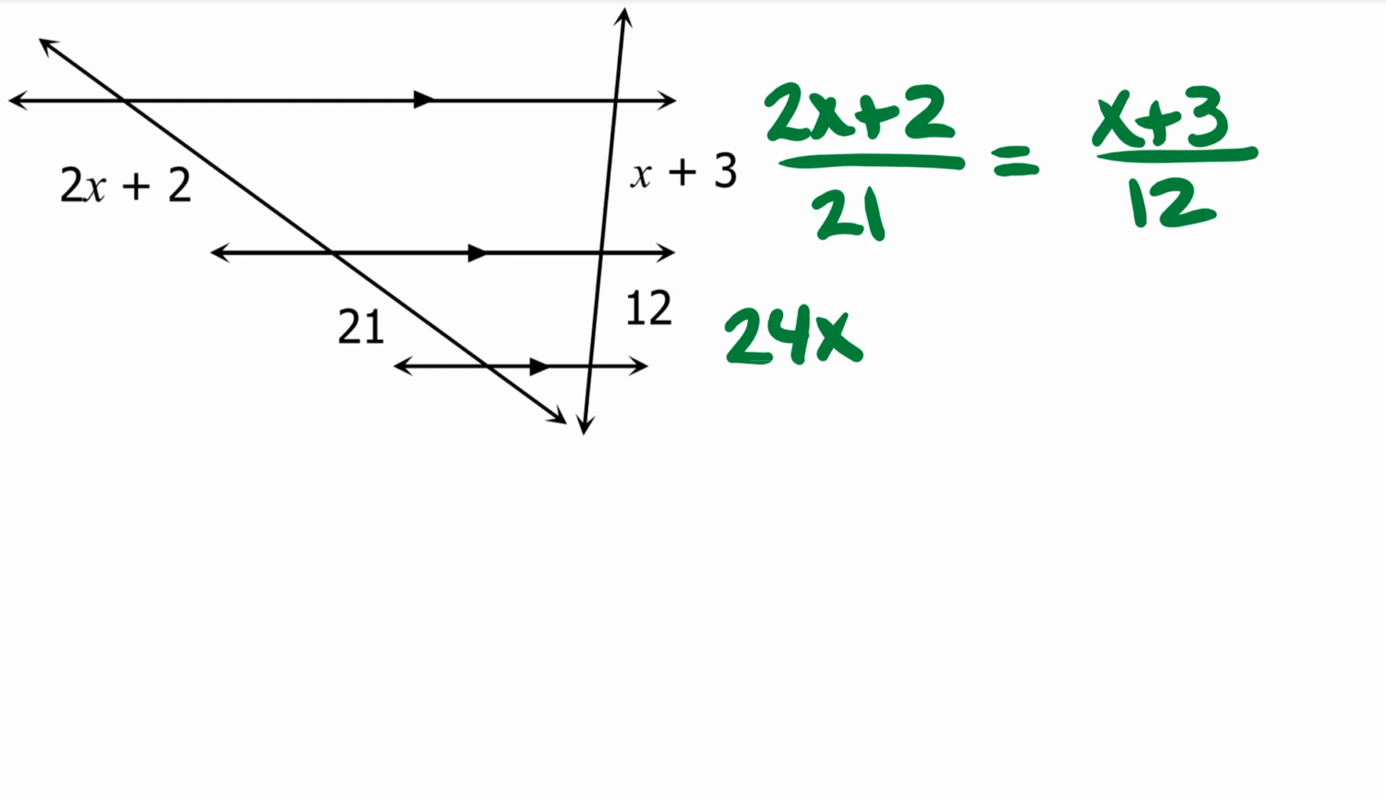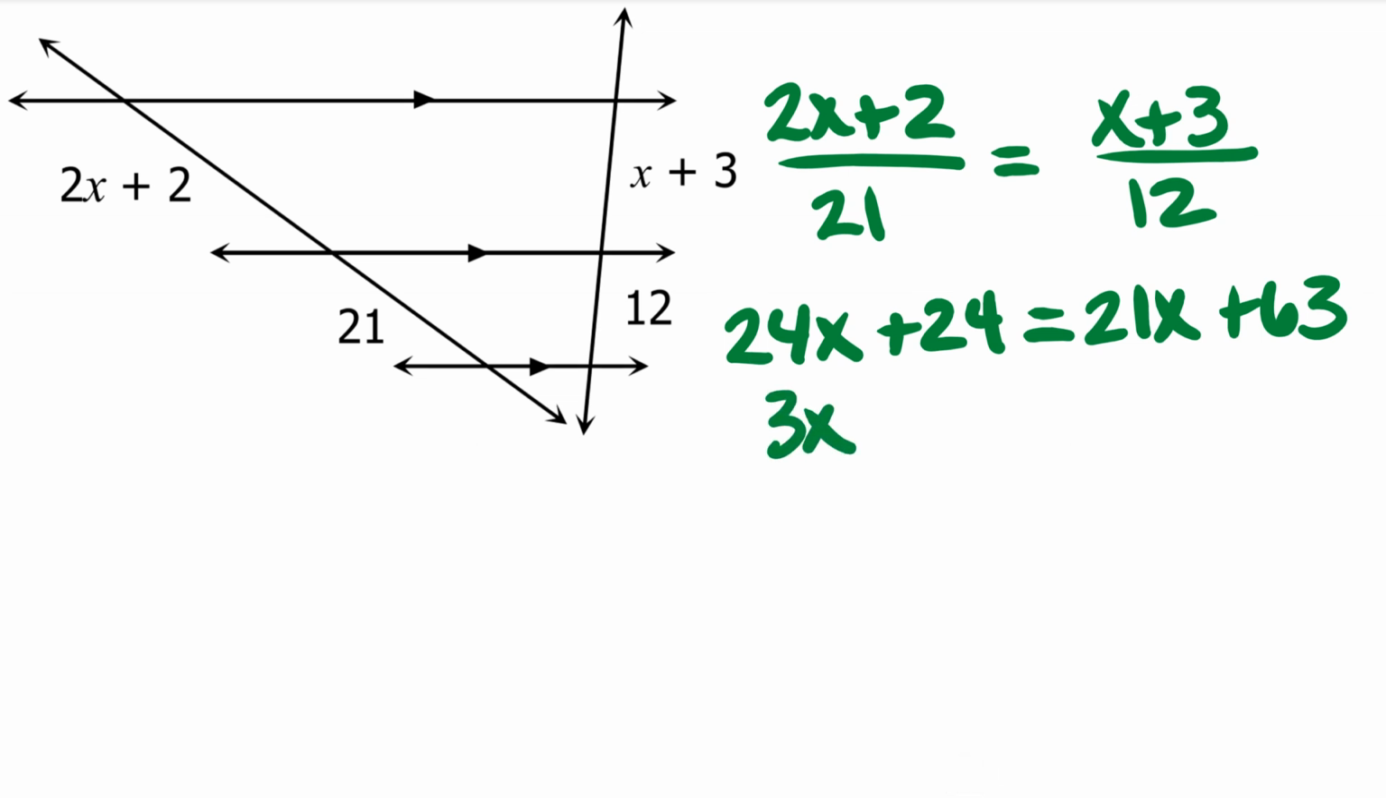12 times 2 is 24. When I go the other direction, 21 times x is 21x, and 21 times 3 is 63. So now we're going to solve for x. I'm going to subtract 21x from 24x. 24 minus 21 is going to give me 3x plus 24 equals 63.